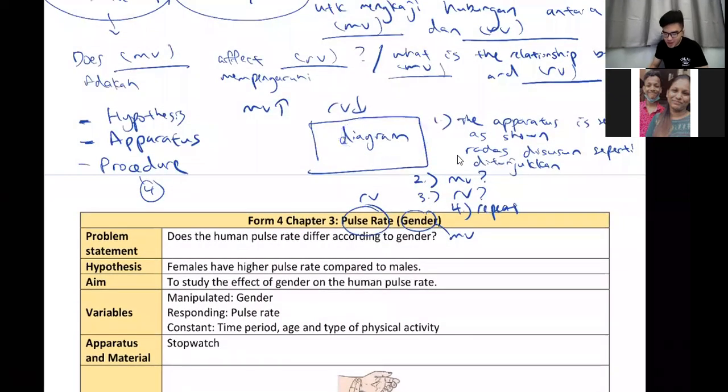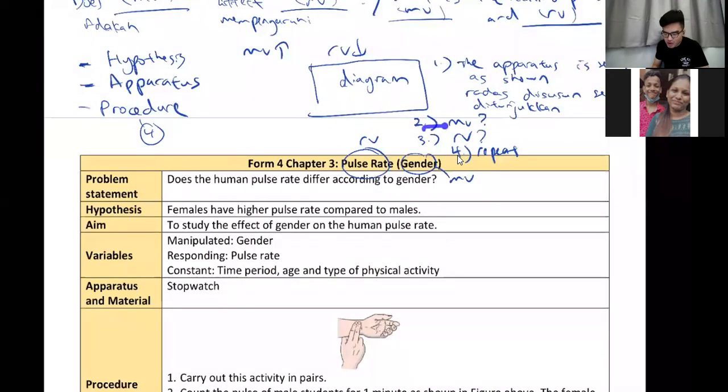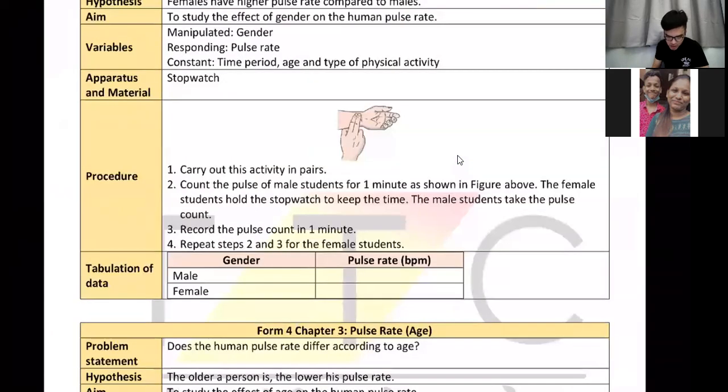You can draw like this, and then you say the apparatus is set up as shown. Your hand is not an apparatus. I mean, you can do it that way. And then number two, how do you control your MV? There, this is how they control the MV.